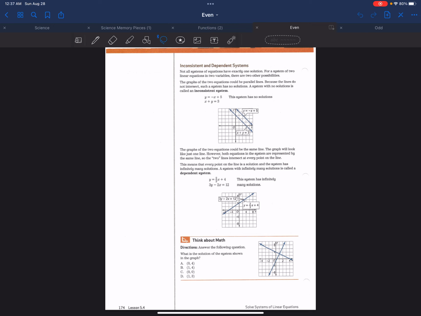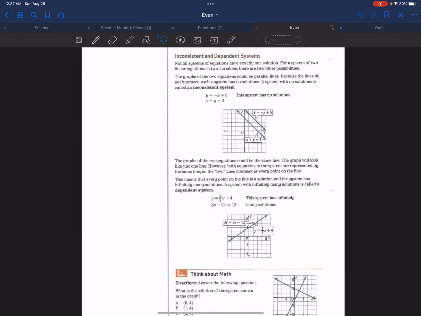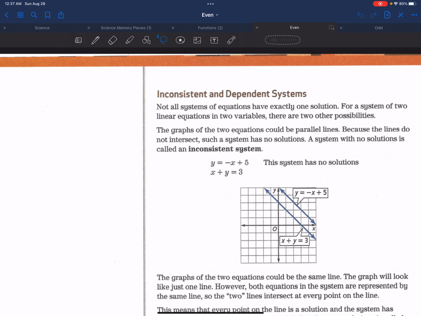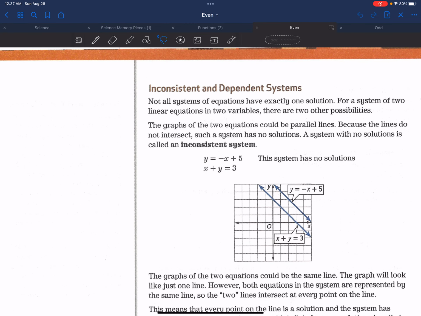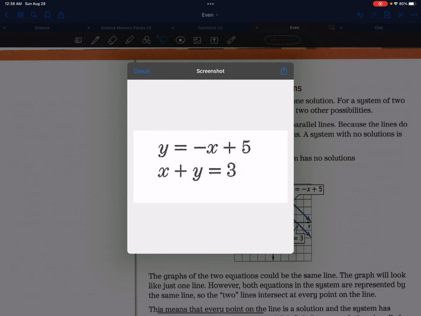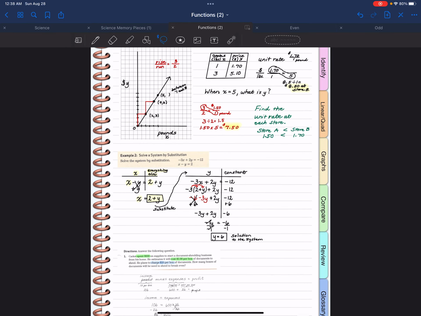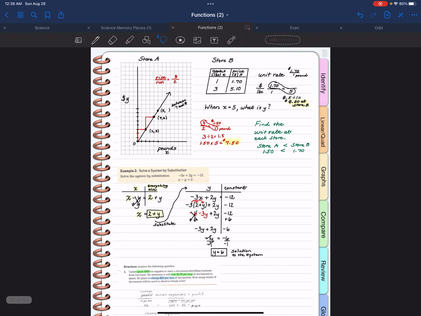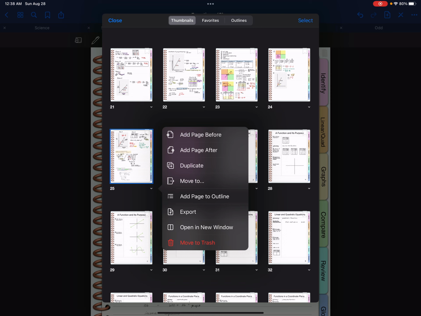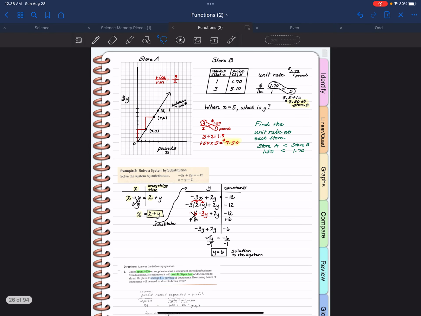We have an inconsistent system and a dependent system. So let's take a look first at the inconsistent system. And I think to do this one, I'm just going to go back to the notebook and show you why it is called this particular one. So let me go to my notebook page. Let me clear off a page to work on, and we'll take a look at why this one is a little different.